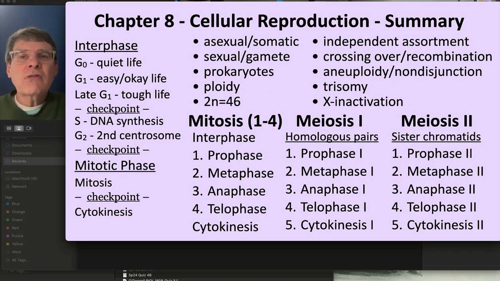And finally a summary slide of Chapter 8. I invite you to view this video or the videos by Dr. Cushman more than once, and good luck in all of your studies.